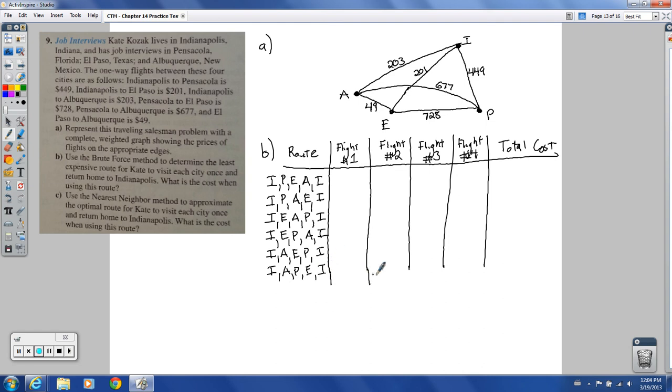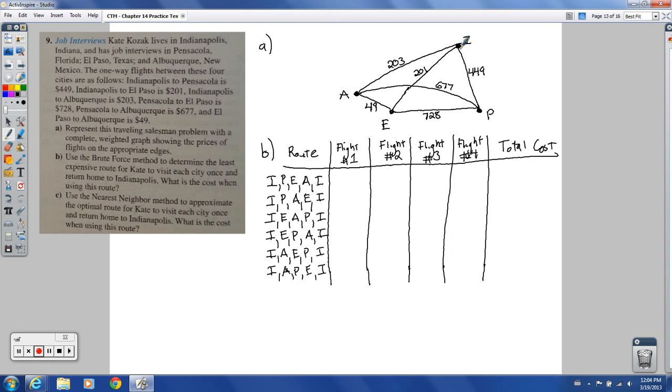And so that just went through my mind, that this would be pretty dumb, I think, to go from Indianapolis to Albuquerque, fly all the way back to Pensacola, and then fly all the way back here when you're so close. So I'm thinking this one's probably not very good. This one would be a lot better. But anyways, let's check out what the flight costs are going to be as I go through this.